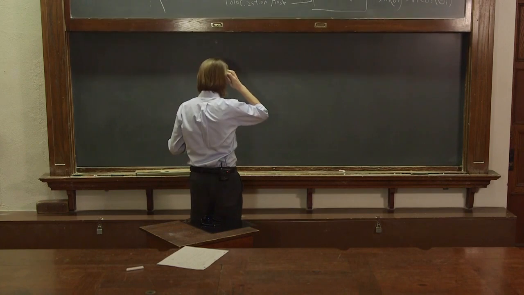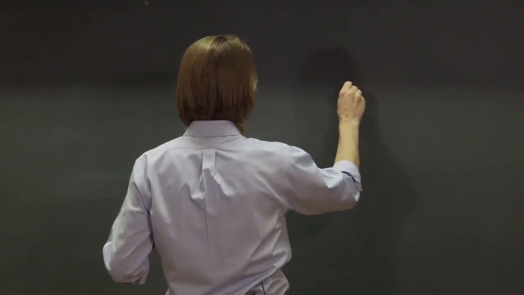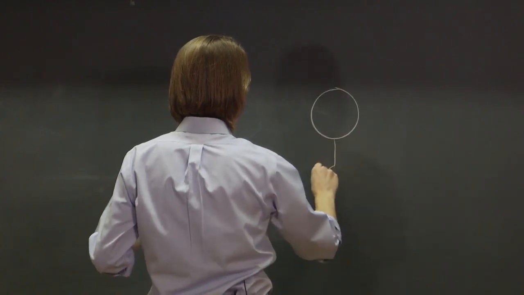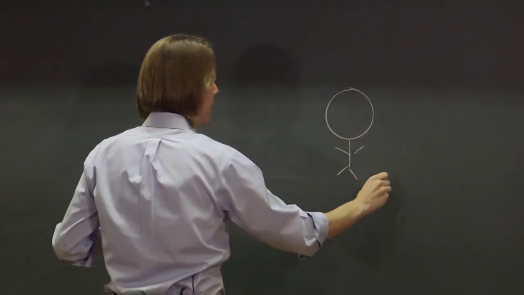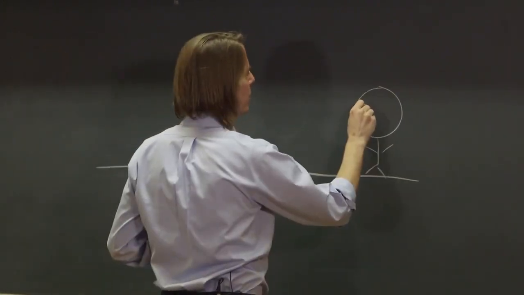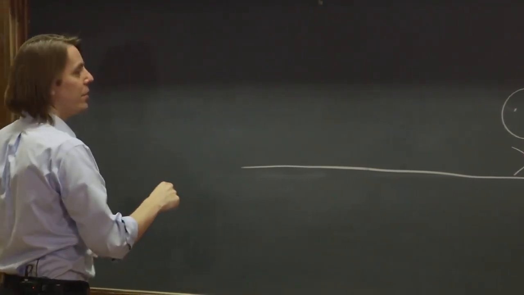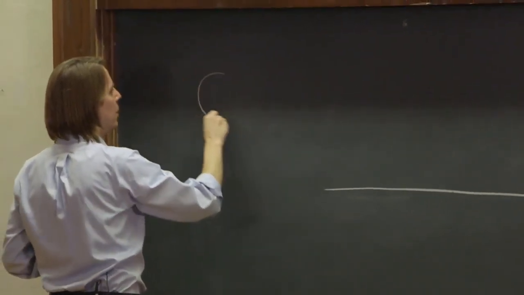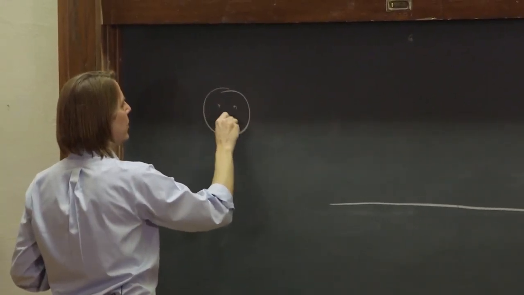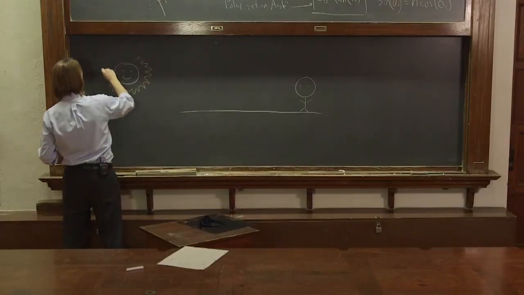Let's see. So first let's just draw you, and you're going to be right here. This is you, not to scale. And you're just standing around on the earth, and you're looking around, and you see everything. Over here is the sun. Okay? The sun's always happy because it's going to live for 500 billion years or something like that. So it's got nothing to worry about.